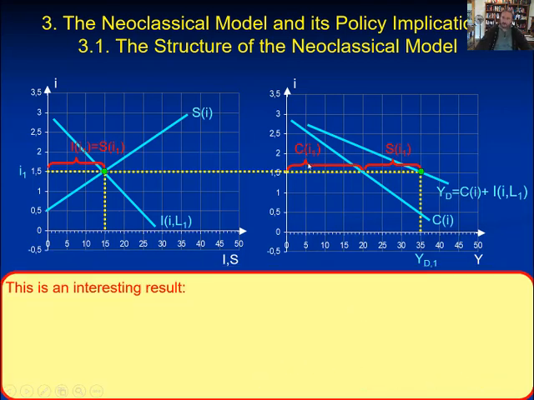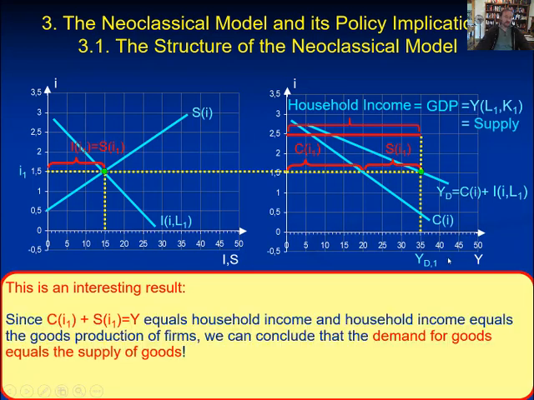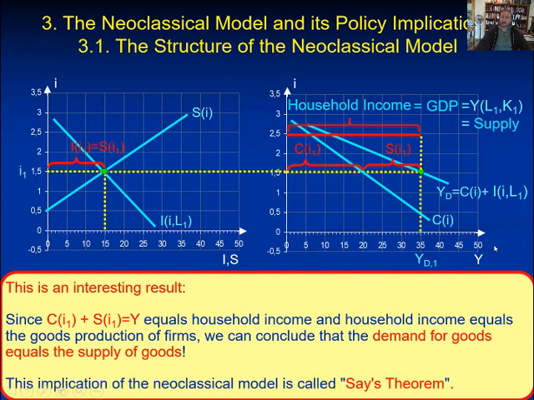Since consumption plus savings is equal to household income, and since we know that household income is equal to GDP, we can conclude that the demand for goods always equals the supply of goods. This implication of the neoclassical model has a special name. It is called Say's theorem, because the neoclassical economist Jean-Baptiste Say first discovered this relationship.